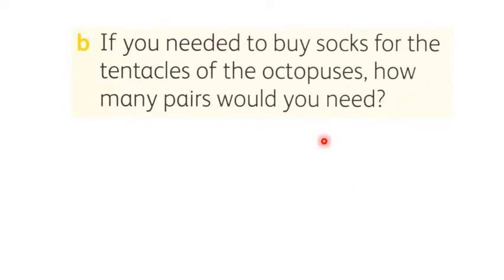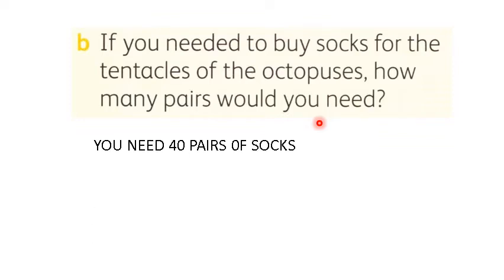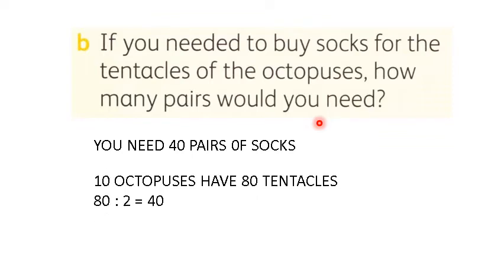If you needed to buy socks for the tentacles of the octopuses, how many pairs would you need? Here we're talking about obviously the 10 octopuses in the tank. So here we go. You need 40 pairs of socks. 10 octopuses have 80 tentacles, and so each octopus would have 8 tentacles. 80 tentacles divided by 2 equals 40 pairs of socks.